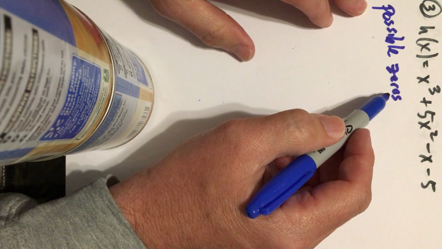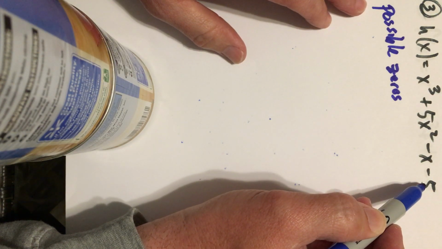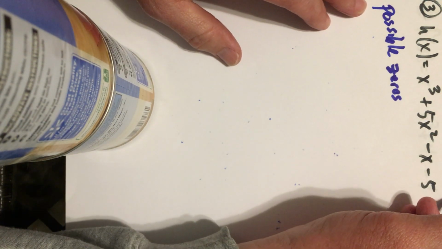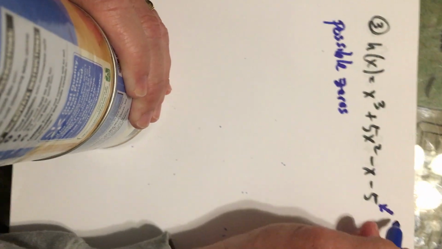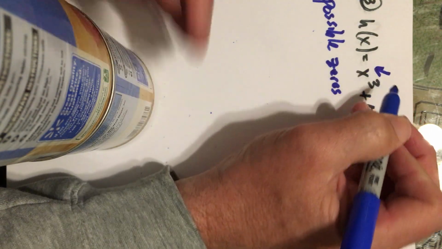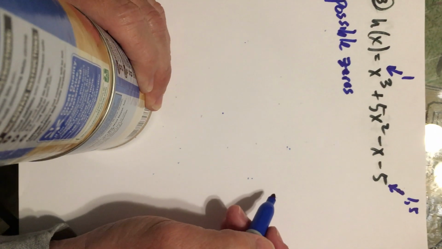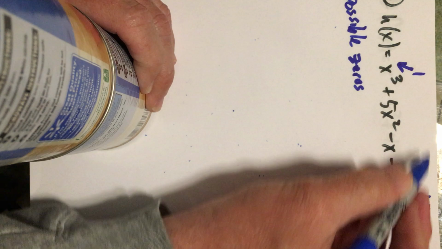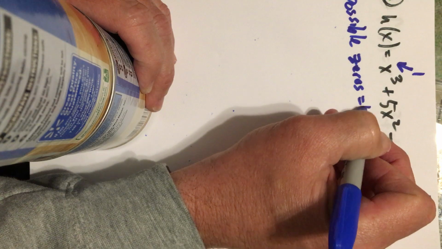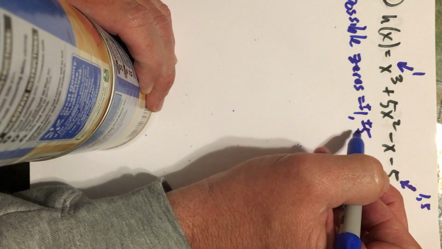Well, to do your possible zeros, it will always be the factors of the last number divided by the factors of the first number. Since this back number is a 5, the factors of it are 1 and 5. The factors of the front number are, since it's just a 1, it's just 1. So the factors for that are going to be 1 divided by 1, 5 divided by 1, and you have to do a plus or minus in front of each of those because it could be a +1 or a -1, a +5 or a -5.